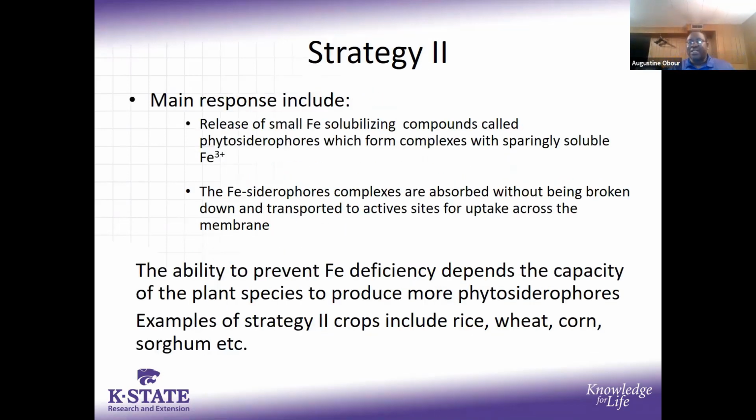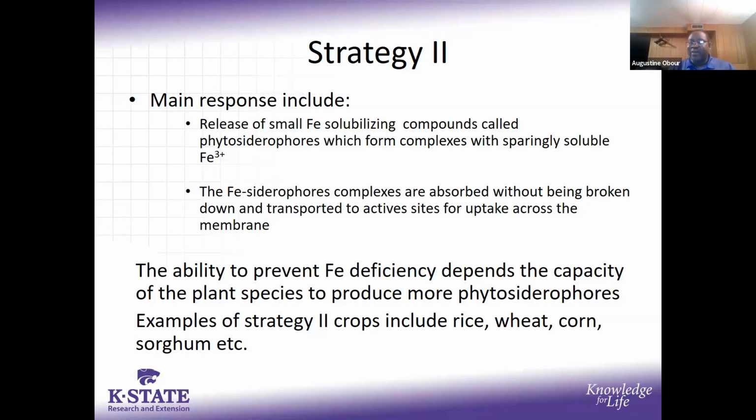We also have strategy 2 plants. These strategy 2 plants are mostly our grasses like rice, wheat, corn, and sorghum. Here, the mechanism is being able to solubilize iron by using phytosiderophores. So these phytosiderophores are organic complexes that form complexes with iron, Fe3+, or the iron oxide in the soil.